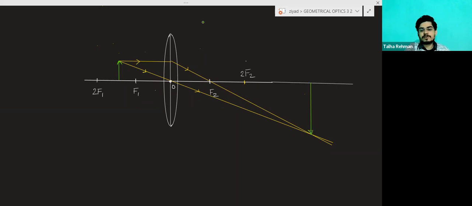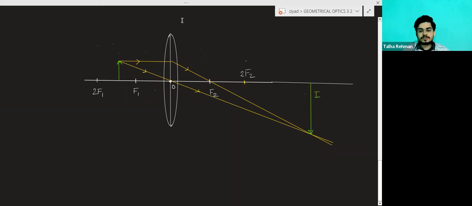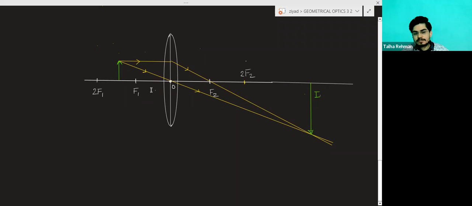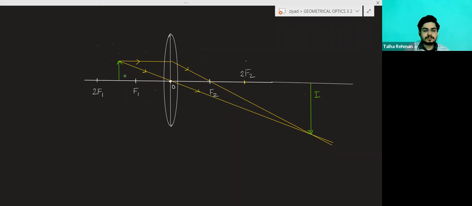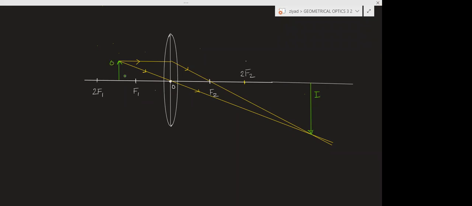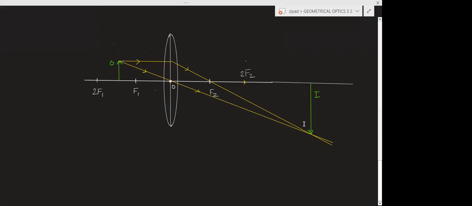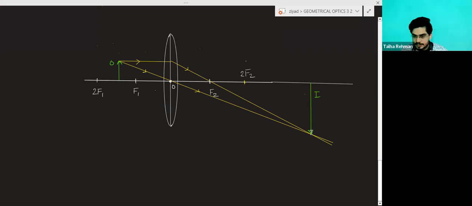Now what can you say about the image? The image is forming beyond 2f2, real and inverted, and the size of the image is greater than the size of the object. It is not virtual, it is real and inverted, because the rays are actually meeting. You can see the direction of the arrow: this is above the principal axis, this is below the principal axis. In this way, you can see it is inverted.